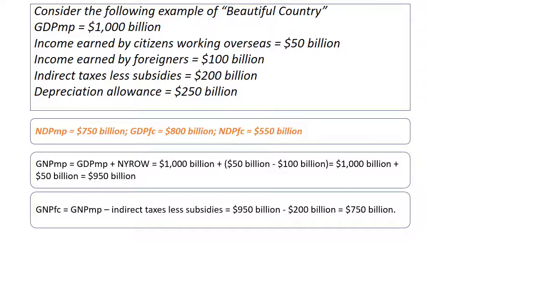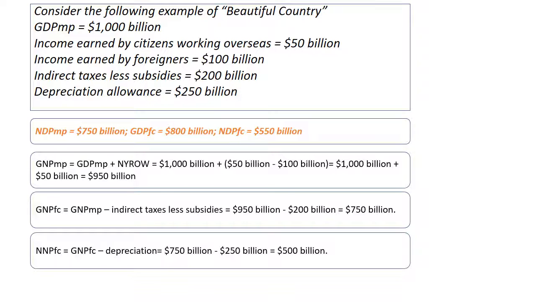The next thing we can find out is GNP-FC. Now the difference between GNP-FC and GNP-MP is the difference between market price and factor cost. So if we knock off indirect taxes less subsidies from GNP-MP, we'll get GNP-FC, and that will be 950 minus 200 billion, and that is $750 billion.